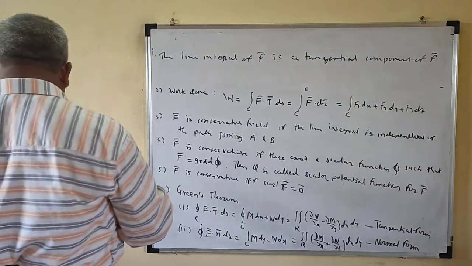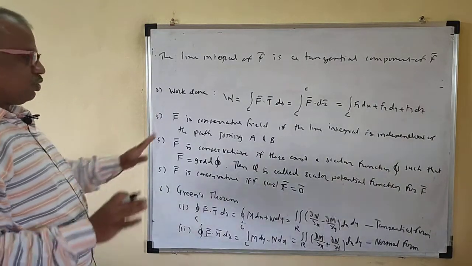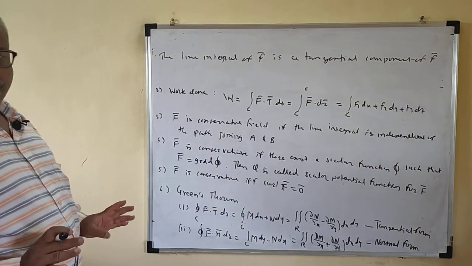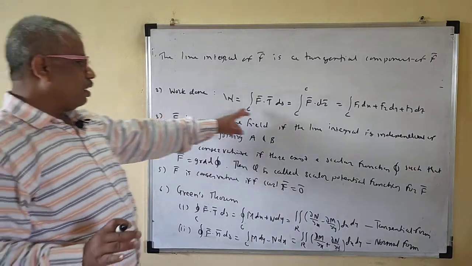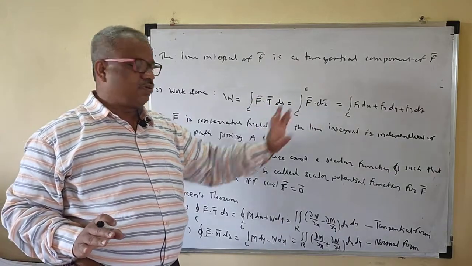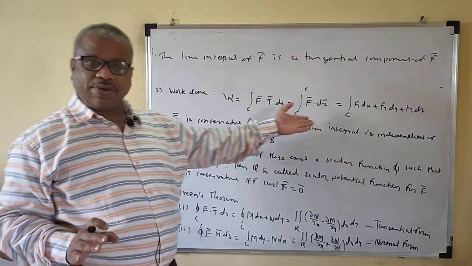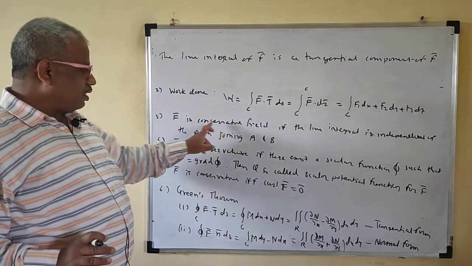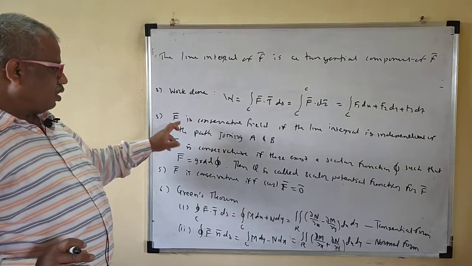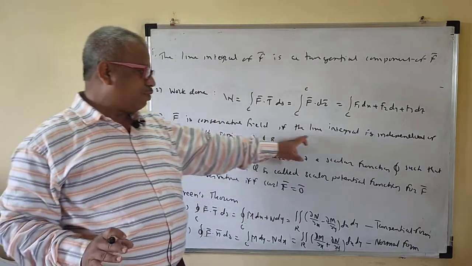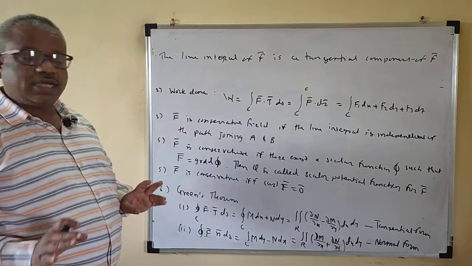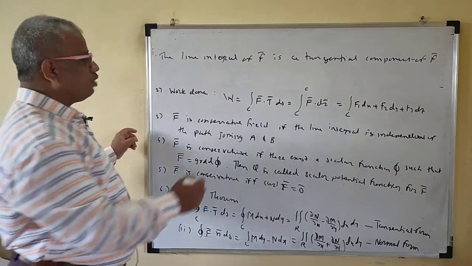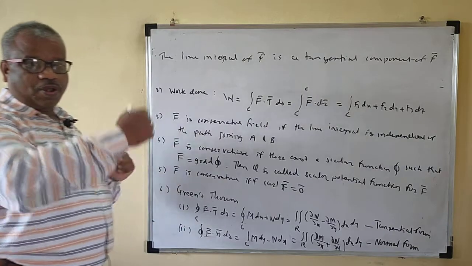So now the next part is work done. We are revising the formula first, and then we will see how to solve simple problems on it. Work done is the integral of f bar dot dr bar, which is equal to this. Again you have to evaluate the line integral. If f bar is a conservative field, then the line integral is independent of the path joining A and B. Here C is the curve from A to B.